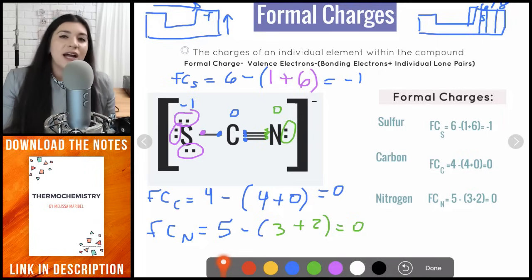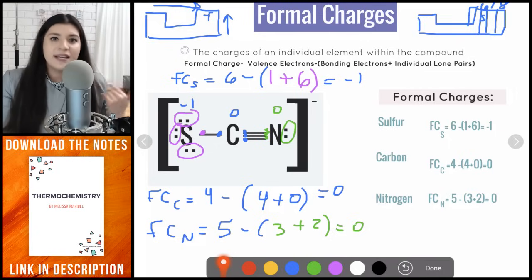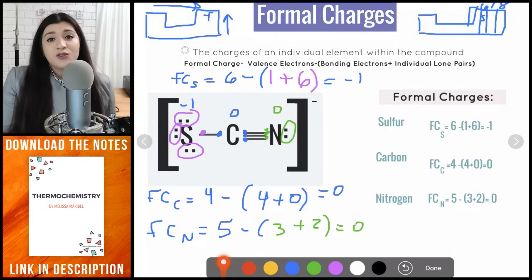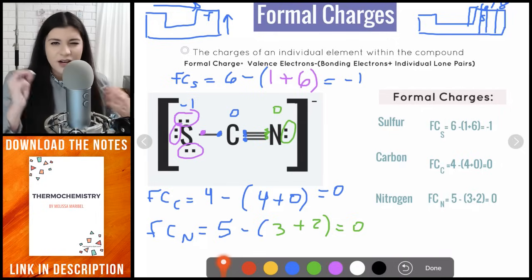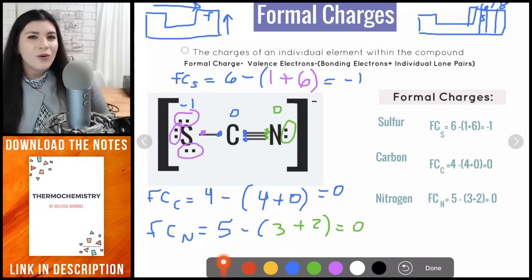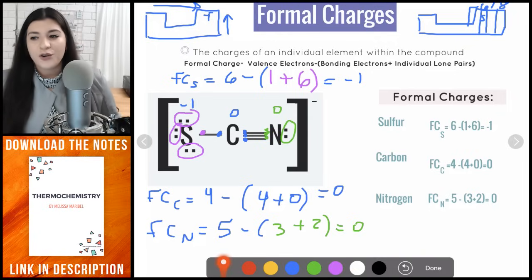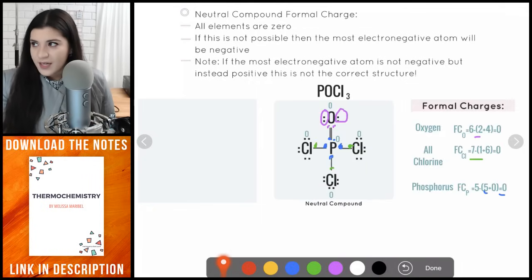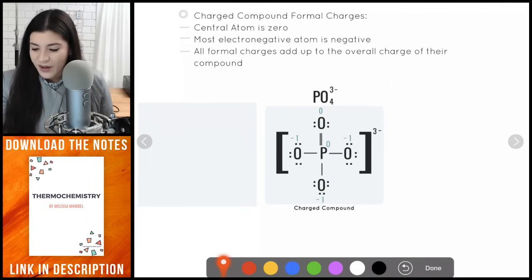That's how I can instantly tell if the formal charges are correct. Once again, we want our most electronegative atom to be negative. If it isn't, then that isn't the correct structure. And then we want the central atom to be 0. That's how you can easily tell which formal charge is actually correct and which one isn't. So that being said, let's keep going because I do have more to talk about.